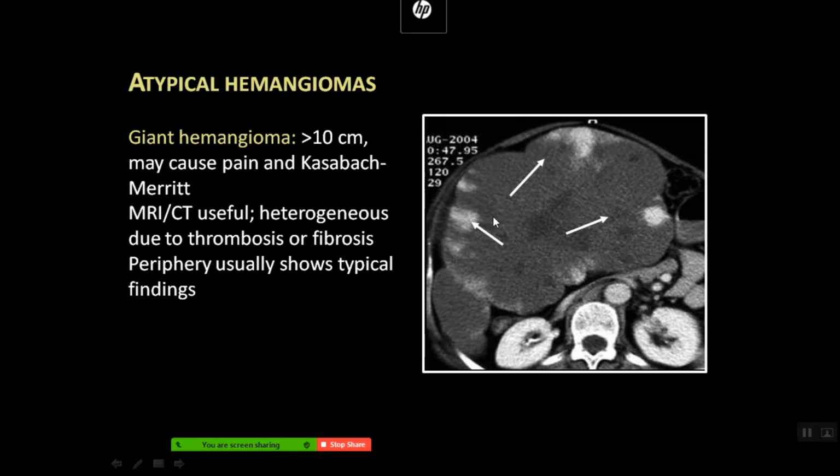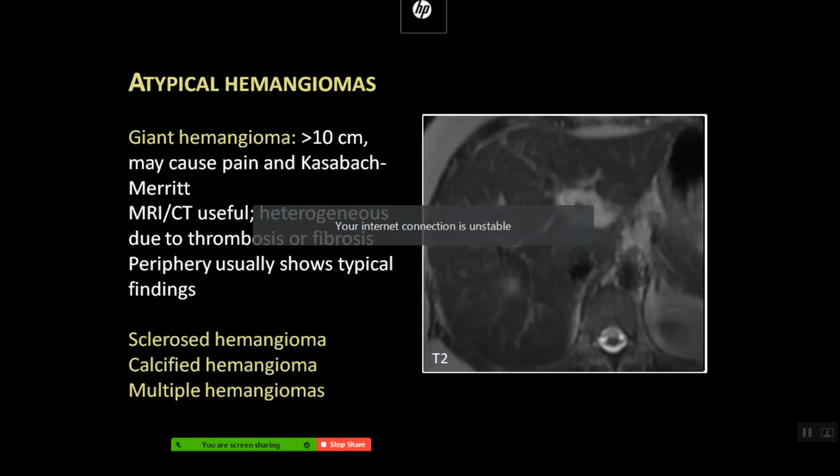MRI often helps here because again it's extremely T2 bright. These areas will be extremely T2 bright, so that way an MRI will help. There are other things also, like sclerosed hemangioma. It's very difficult. Sclerosed hemangioma is fibrosed completely or quite a lot.